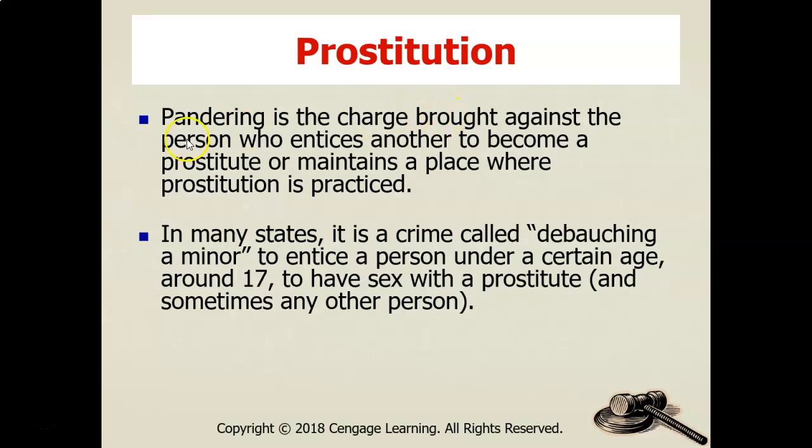Pandering is a charge brought against the person who entices another to become a prostitute or maintains a public place where prostitution is practiced. In many states, a crime called debauching a minor is to entice a person under the age of 17 to have sex with a prostitute, and sometimes any other person.